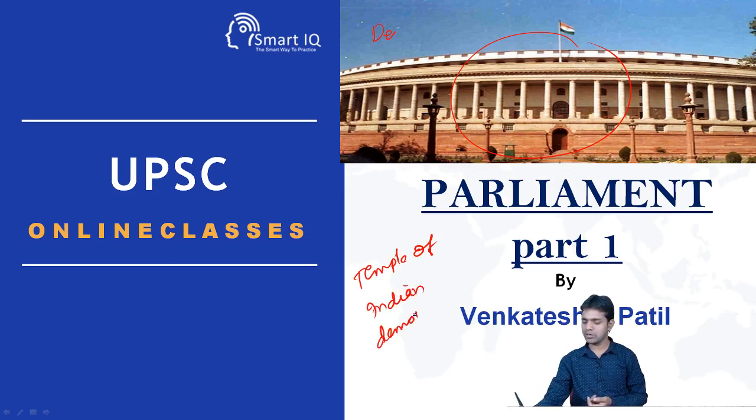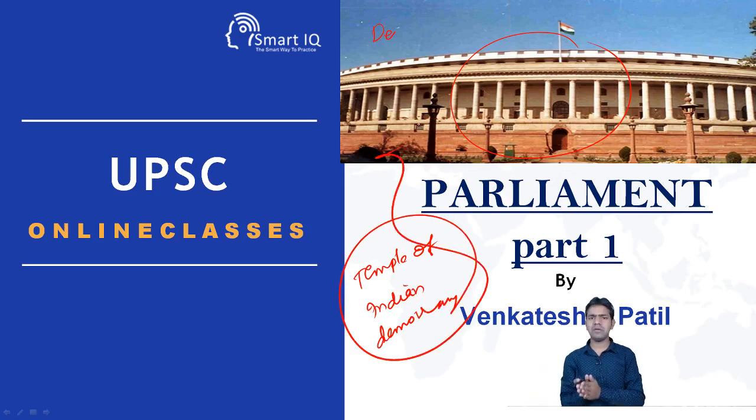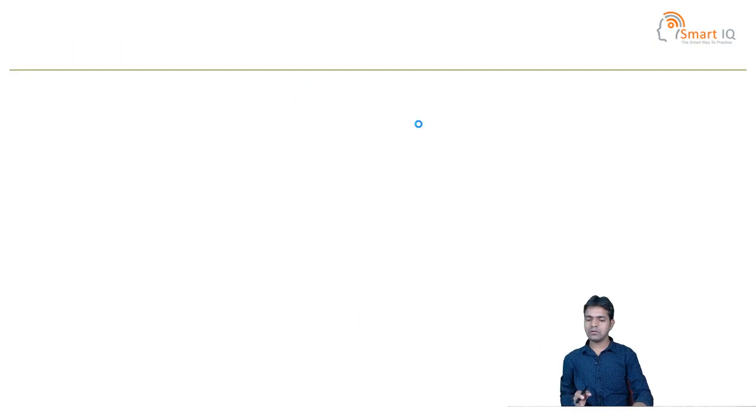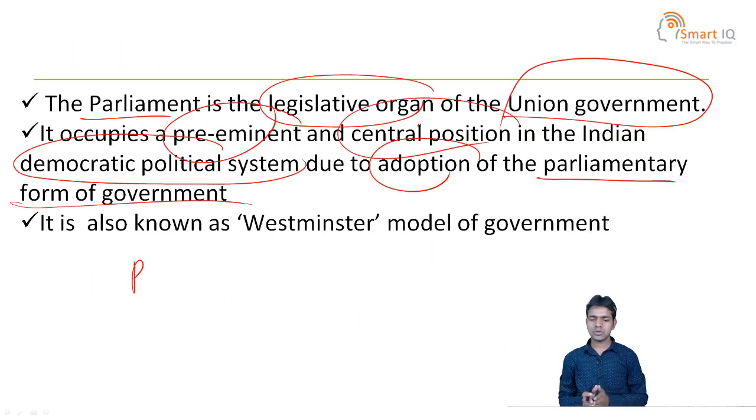The Parliament is called the Temple of the Indian Democracy. It plays a very important role in Indian development. The reason is that it occupies the preeminent and central position in the Indian democratic political system due to the adoption of the parliamentary form of government.